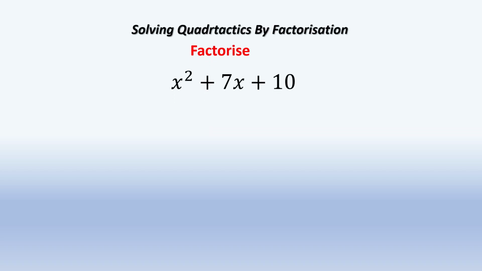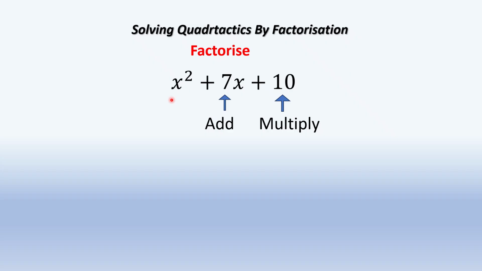Now, if the question says solve, usually they will be equal 0. But if the question says factorize, how do we do it? We need to find two numbers, multiply to make 10, and add to make 7. Do you know what are these numbers?